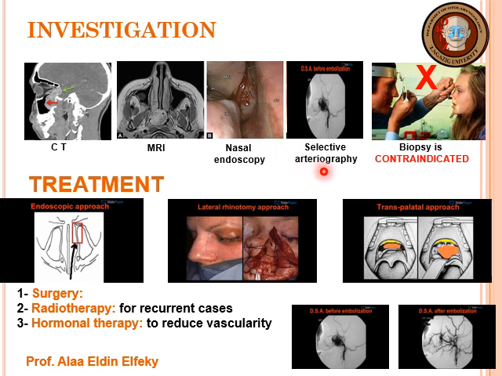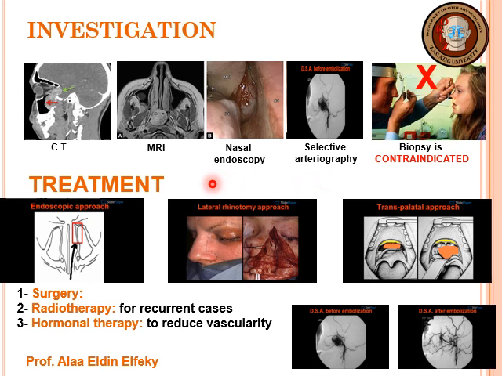Selective arteriography is very important here to define the main feeding vessel, which usually is the maxillary, and to know the vascularity of this tumor, and here it's very vascular. Finally, we have to say no biopsy, no biopsy, no biopsy, because this is contraindicated, as it may cause severe bleeding.